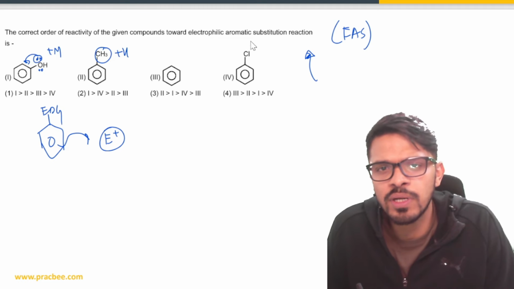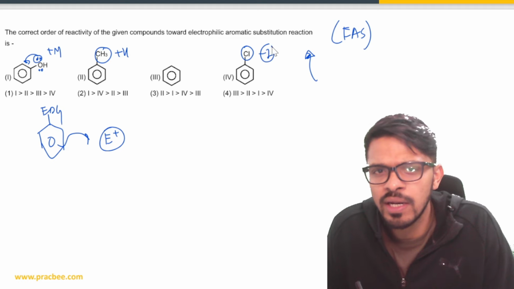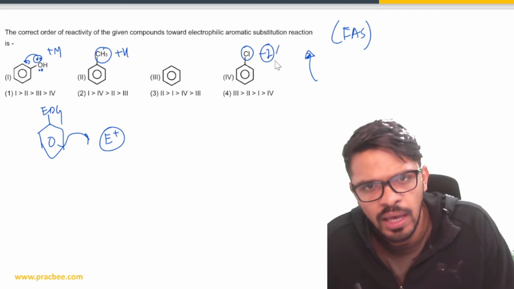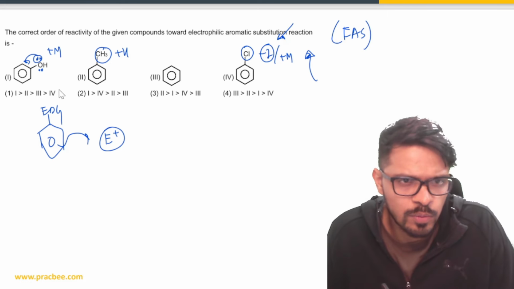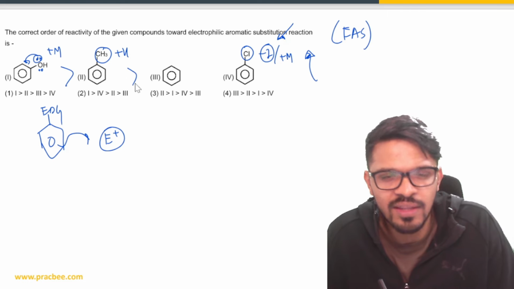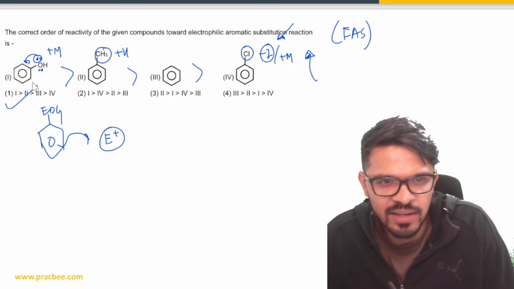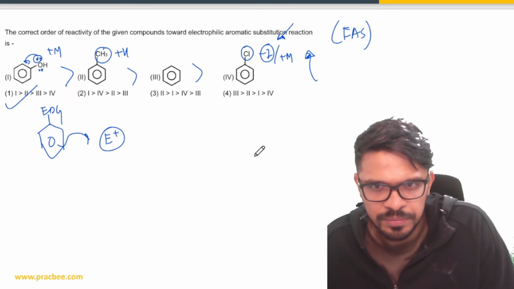because it is giving the electron density through plus M. CH3 is giving through plus H. This is basically net minus I. I know there is plus M, but minus I is dominant. So best would be first, then second, then third, then fourth. I think it is in line 1, 2, 3, 4.